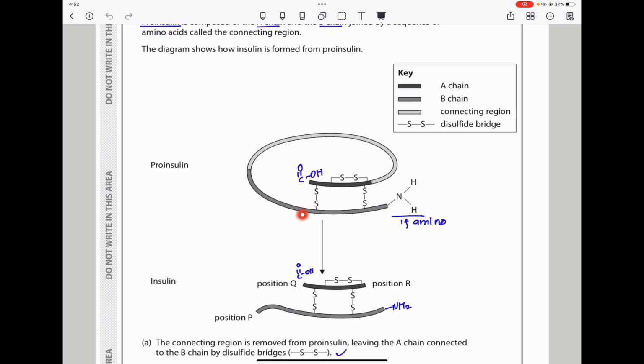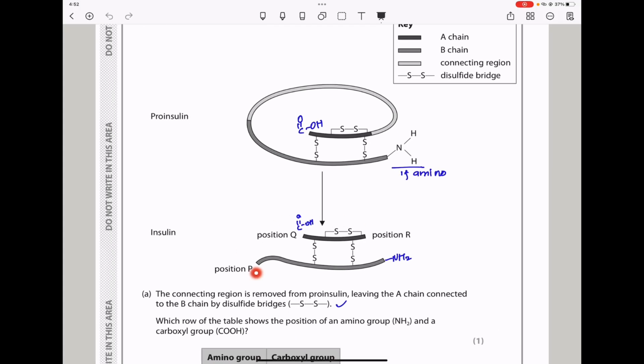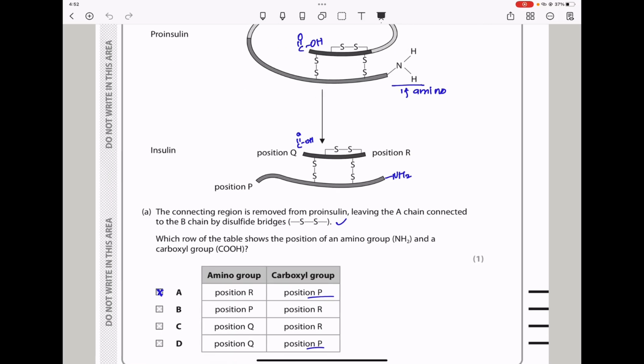So here we have proinsulin. Ignore the things I wrote in blue because they helped me to answer the question below. And then from proinsulin we can form this insulin. That means the connecting region has been cut out, this part here and that part here, to create the insulin molecule. And then here down they say the connecting region is removed from proinsulin, leaving the A chain connected to the B chain by disulfide bridges. Which row of the table shows the position of an amino group and a carboxylic group?